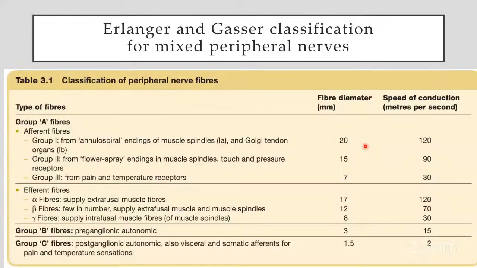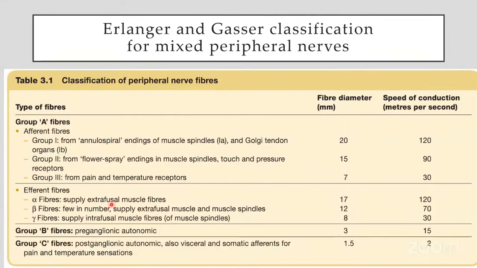This is the Erlanger and Gasser classification for mixed peripheral nerves, divided into group A, group B, and group C fibers. Group A fibers are further divided into group 1, group 2, and group 3. Group 1 afferent fibers are from annulospiral endings of the muscle spindles, that is 1A, and Golgi tendon, that is 1B. Group 2 are from the flower spray endings of the muscle spindles and the peripheral sensory receptors for touch and pressure, while group 3 are from pain and temperature receptors. The group 3 fibers carry fast pain, while group C fibers carry the slow and burning type of pain.